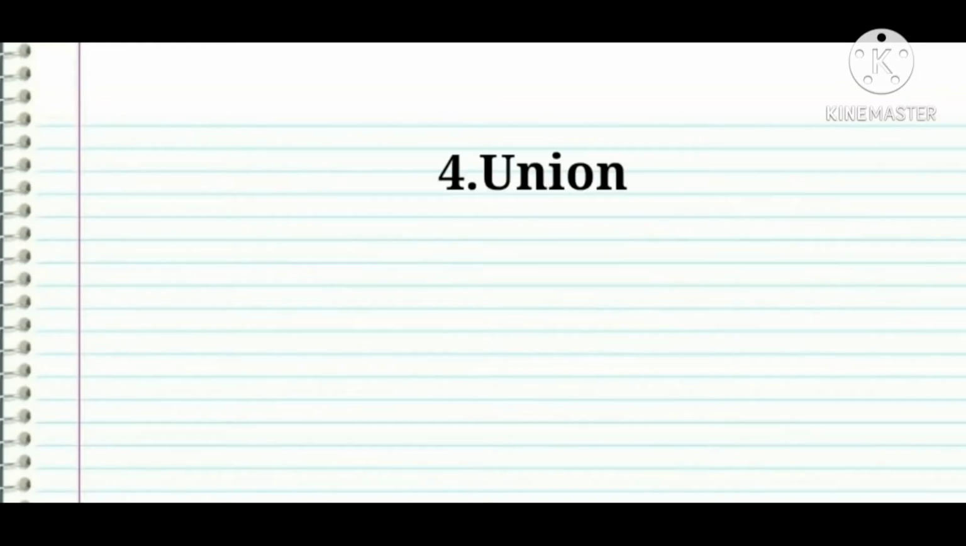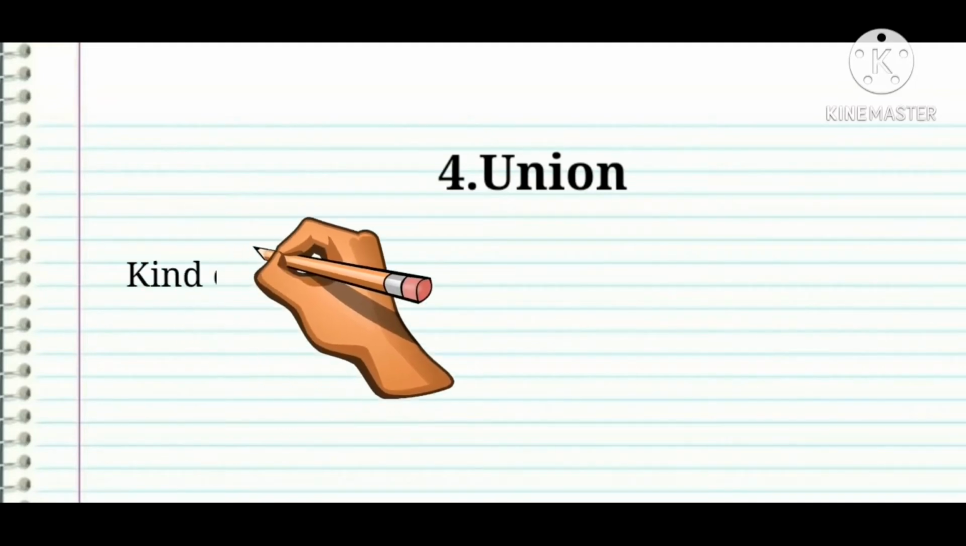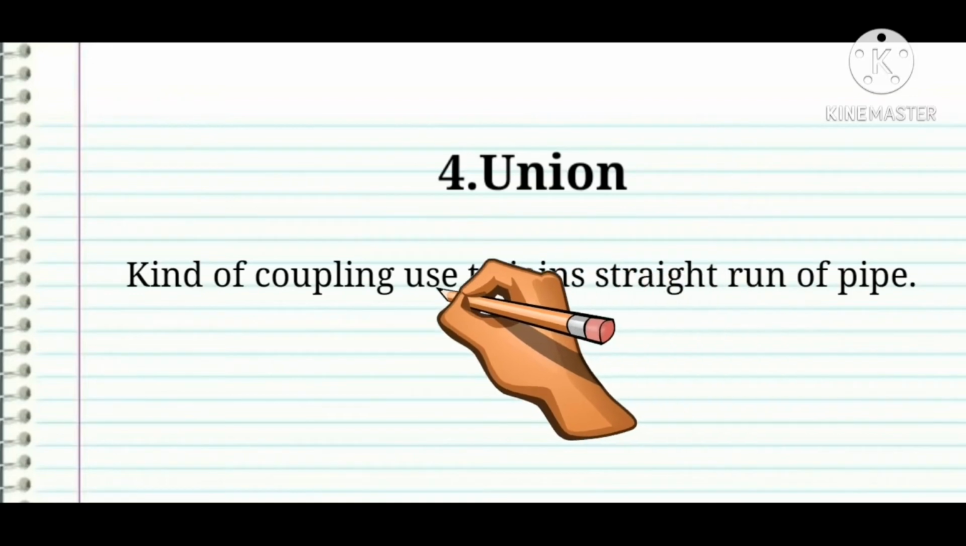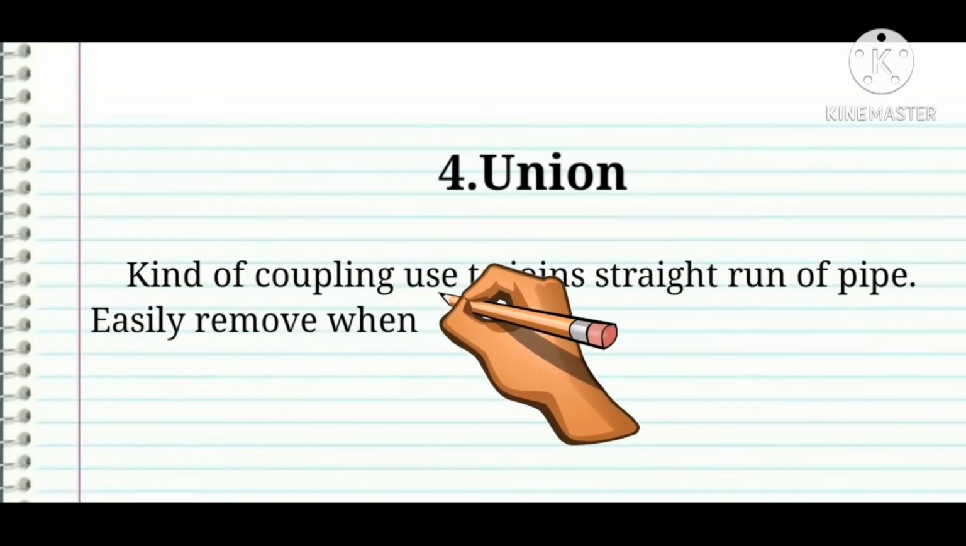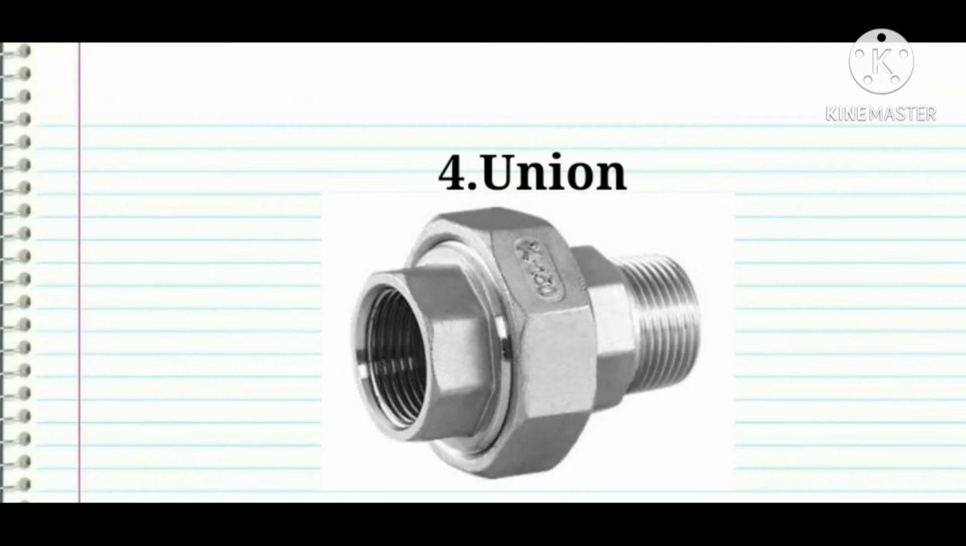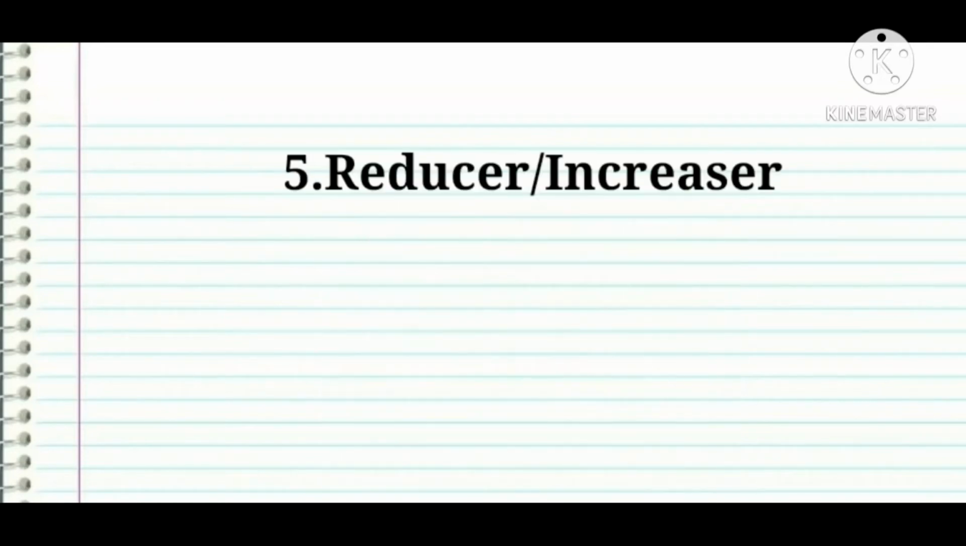Pang-apat, the union. It is a kind of coupling used to join straight runs of pipe. It is easily removed in times of blockage or repair. Pero ito ay madaling tanggalin kumpara sa ibang fitting materials para sa future changes, and it is also convenient for maintenance. Panglima, the reducers or the increasers.